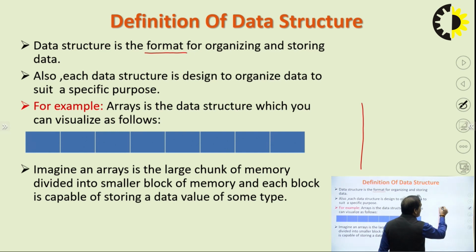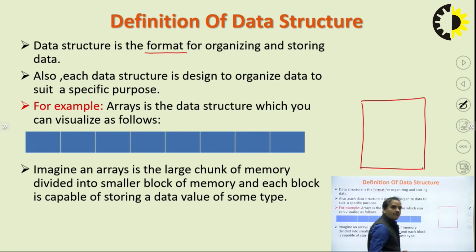Like this is the memory, and in this memory, the structure we use to represent the given data is called organizing and storing the data. Also, each data structure is designed to organize data to suit a specific purpose. That means for a specific purpose, we use a specific data type.